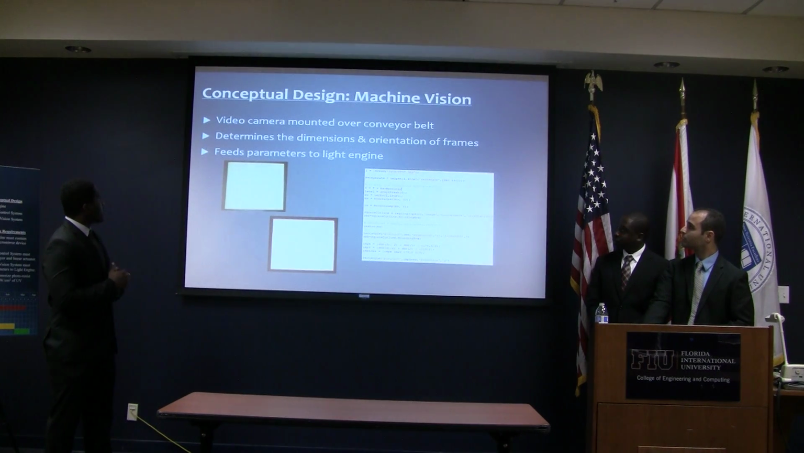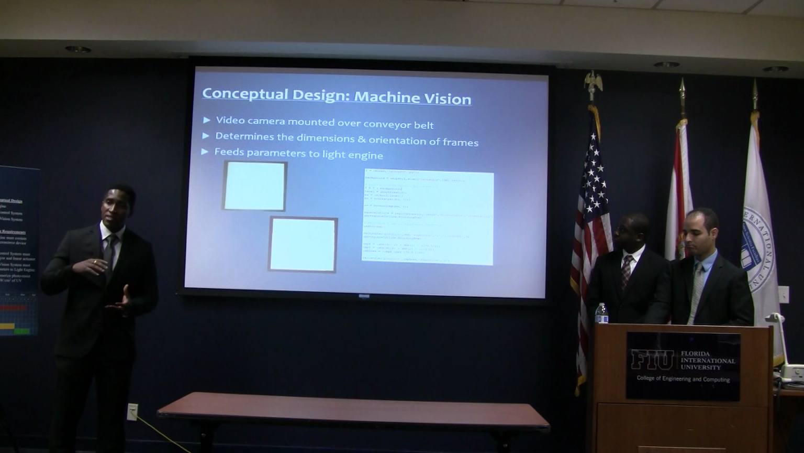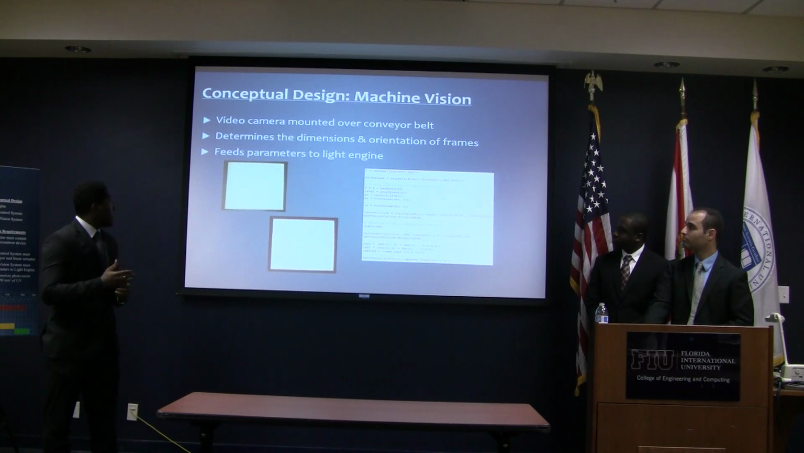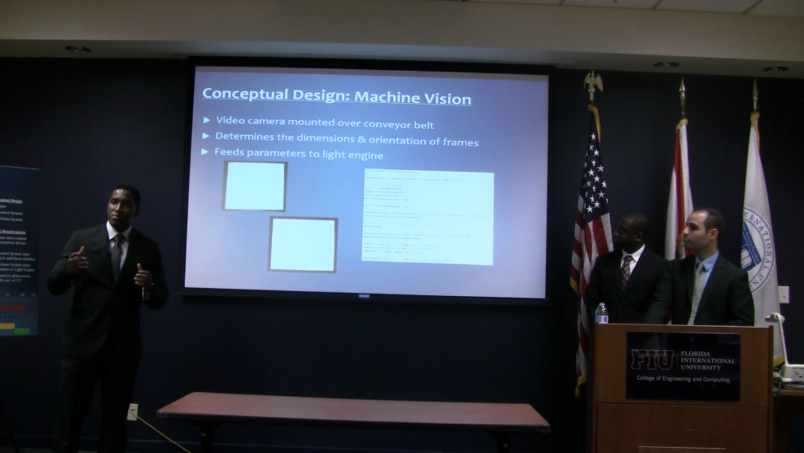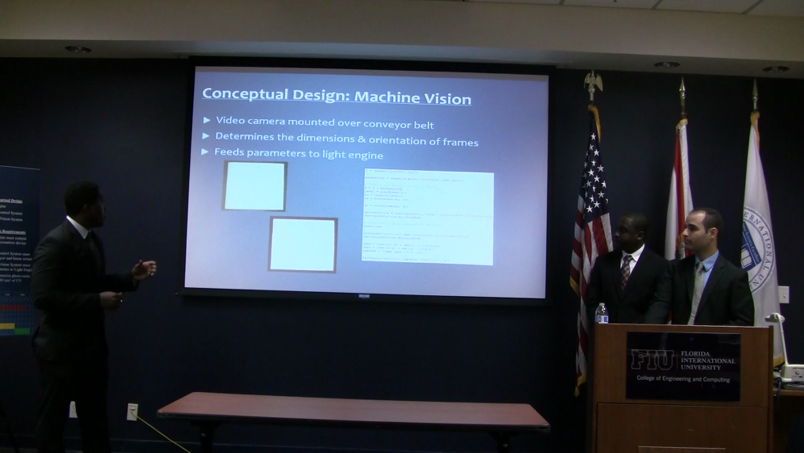And next we have our machine vision, which will be like a video camera mounted on top of the conveyor belt. The camera will be able to measure the dimensions and the orientation of the screen printing frame, so that the light engine will be able to use those coordinates to apply the image onto the screen printing frames.